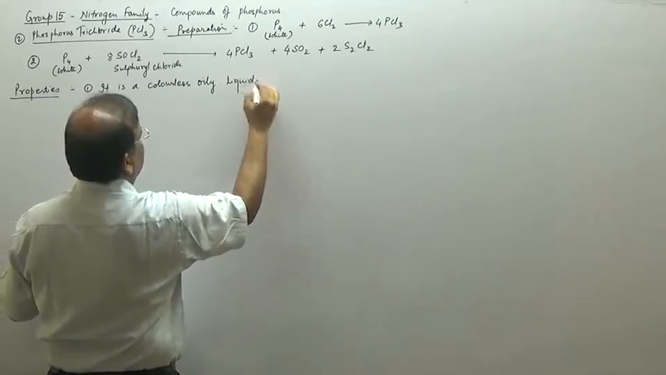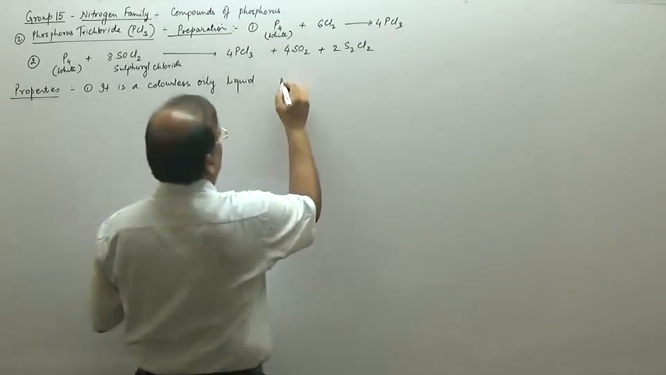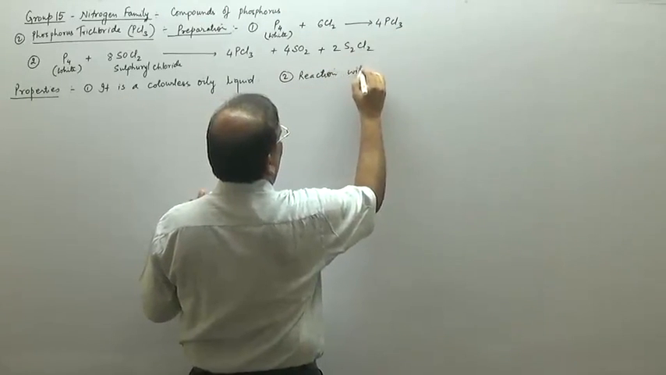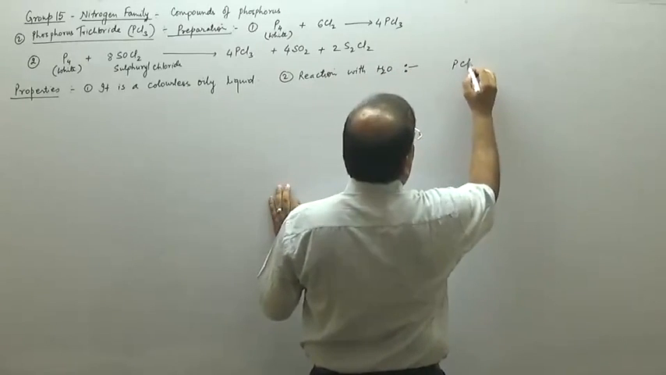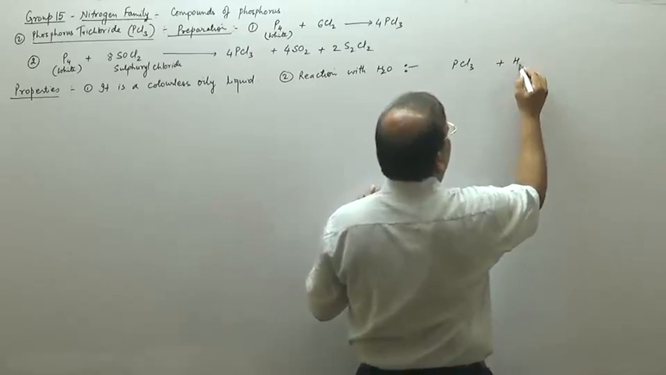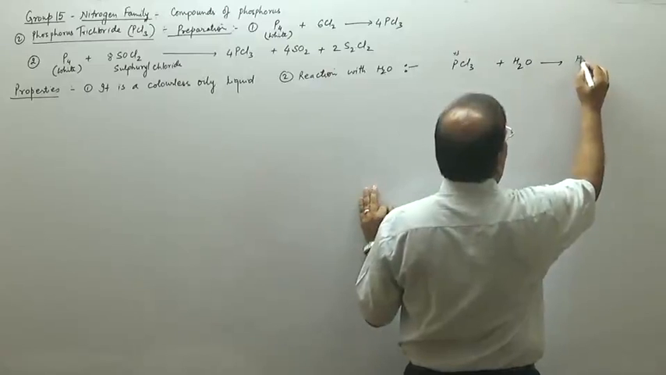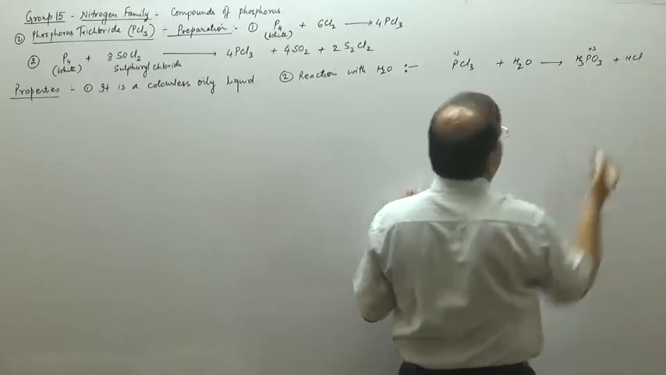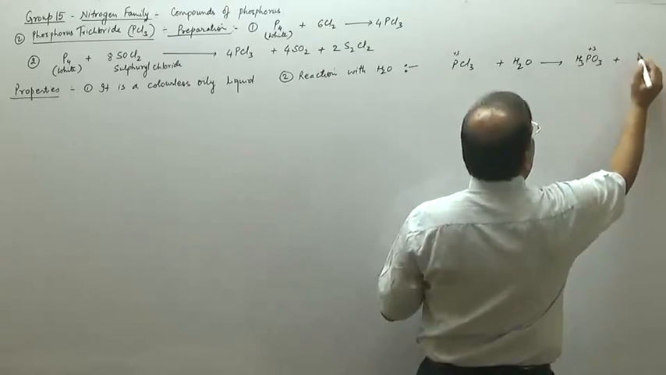So PCl3 is a colorless oily liquid, and we know that PCl3 reacts with water. So let us write the reaction with water. When PCl3 reacts with water, it forms, in the plus 3 oxidation state, H3PO3, which is also a plus 3 oxidation state, plus HCl.